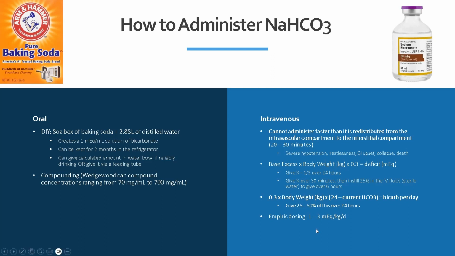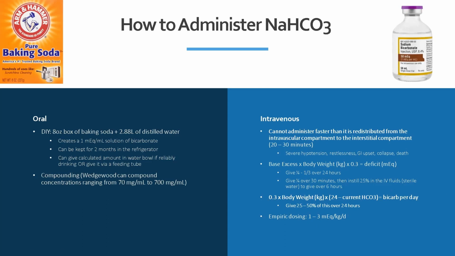So again, you have all these different kinds of equations. I like the one that's in bold. You're going to do 0.3 times the body weight in kilograms, and you're going to multiply that by the difference between 24 and the current bicarb. 24 milliequivalents is usually about the normal-ish value. And then you're going to give 25 to 50% of this over 24 hours.